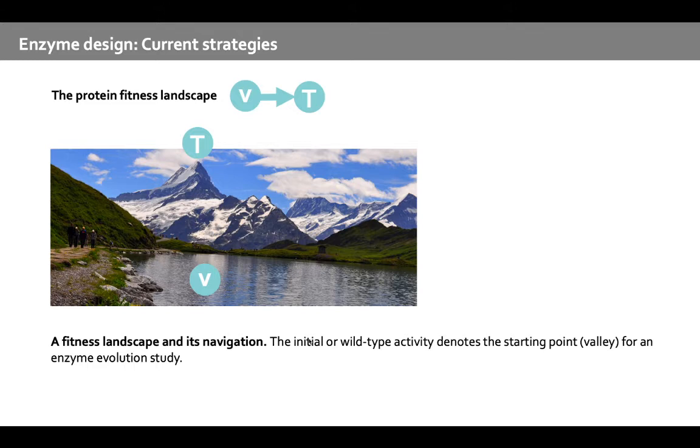As you already know, when you want to design an enzyme, we always do the analogy to climbing a mountain. So you start at the valley, and you want to go all the way to the top to maximize the property that you are interested in. And to do so, you can use different paths. So you can click on the different paths.